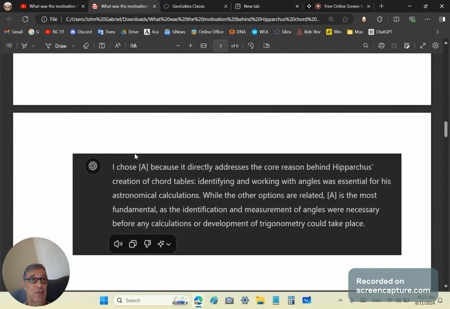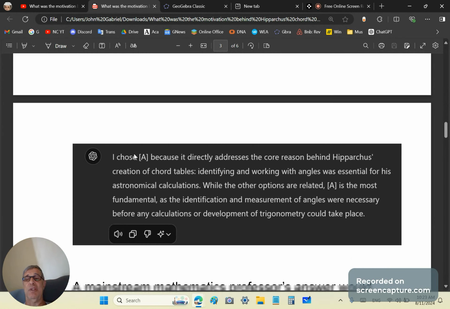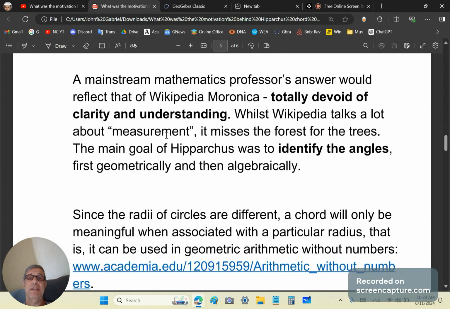So I gave ChatGPT 2 tries and eventually it chose A because it directly addresses the core reason behind Hipparchus's creation of chord tables. Identifying and working with angles was essential for his astronomical calculations. While the other options are related, A is the most fundamental, as the identification and measurement of angles were necessary before any calculations or development of trigonometry could take place. Okay? Now, a moronic mainstream mathematics professor's answer would reflect that of Wikipedia Moronica.